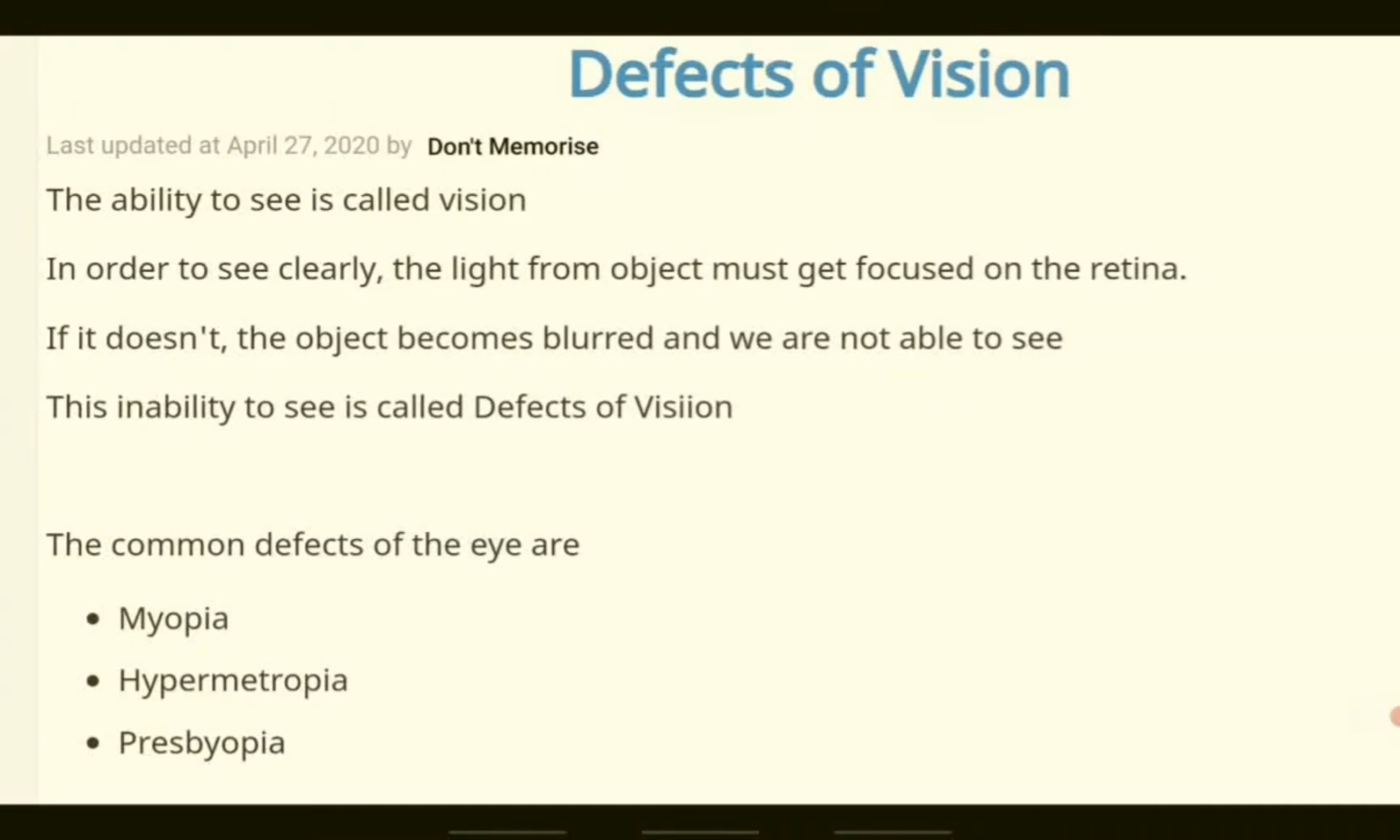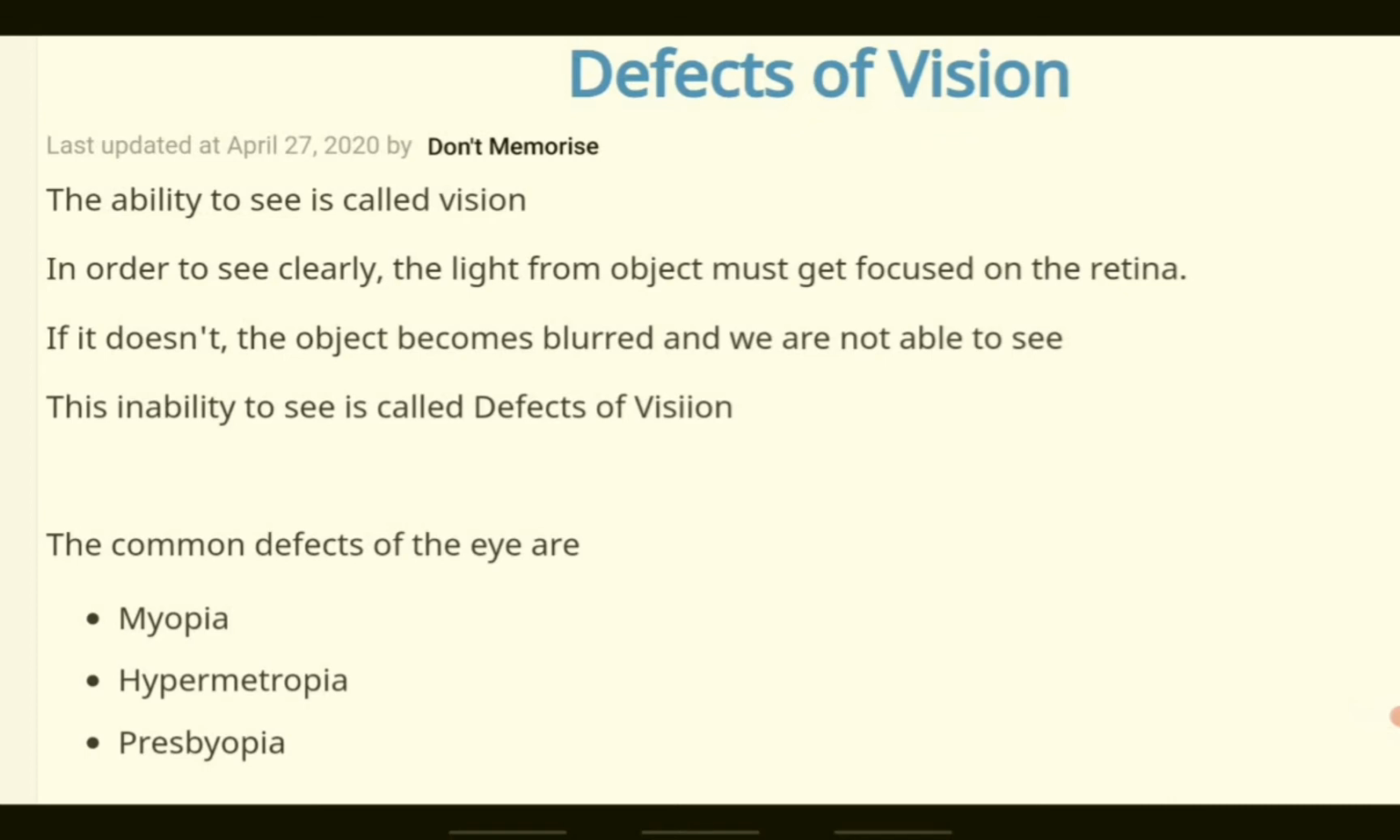In this video, we shall see what the defects of vision are. The ability to see is called vision. In order to see clearly, the light from the object must get focused on the retina. If it does not occur, the object becomes blurred and we are not able to see the object. This inability to see objects is called the defects of vision.